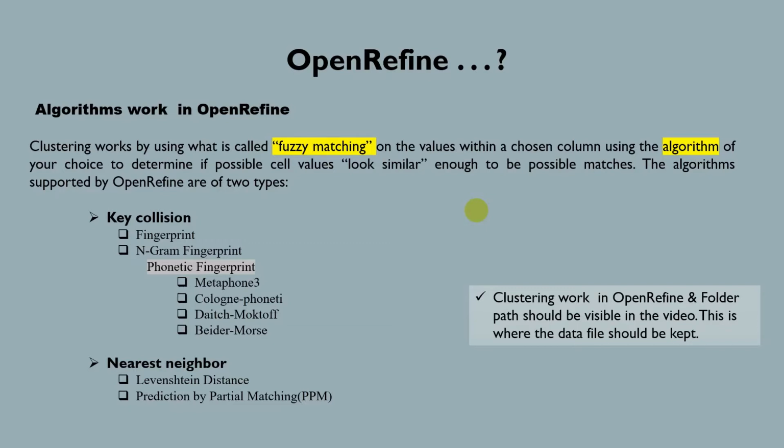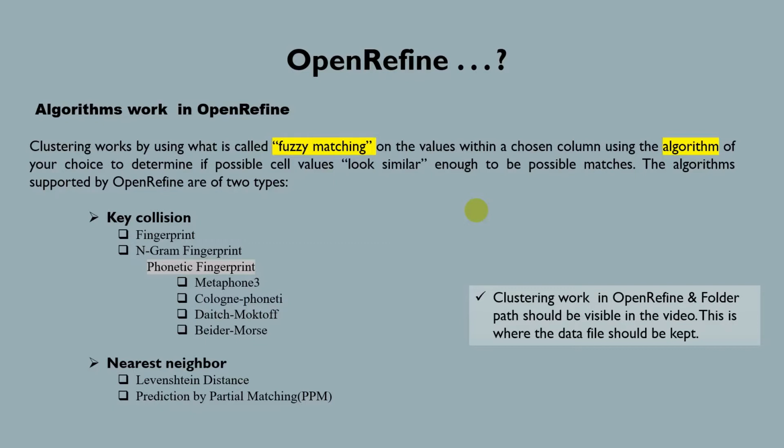in OpenRefine. One of OpenRefine's most powerful features is the clustering function. With the support of several types of key collision and nearest neighbor algorithms, the clustering function can help us identify inconsistencies in our data, from misspelling to non-standardized value format or input error. Clustering works by using what is called fuzzy matching on the values within a chosen column, using the algorithms of our choice to determine if possible cell values look similar enough to be possible matches.